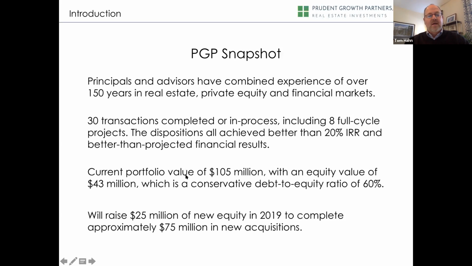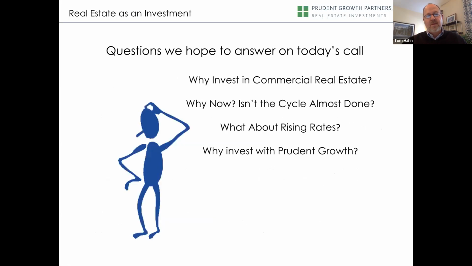Our current portfolio value, we're small, deliberately smaller. We'll talk about that in a minute, but we have $105 million in real estate, $43 million in equity, with about 60% debt to equity ratio, which we view to be conservative. As David said, it's important to really monitor your debt levels in real estate. Our plans for next year are to raise $25 million, maybe $30 million of new equity. We hope to complete $75 million or so in new acquisitions.